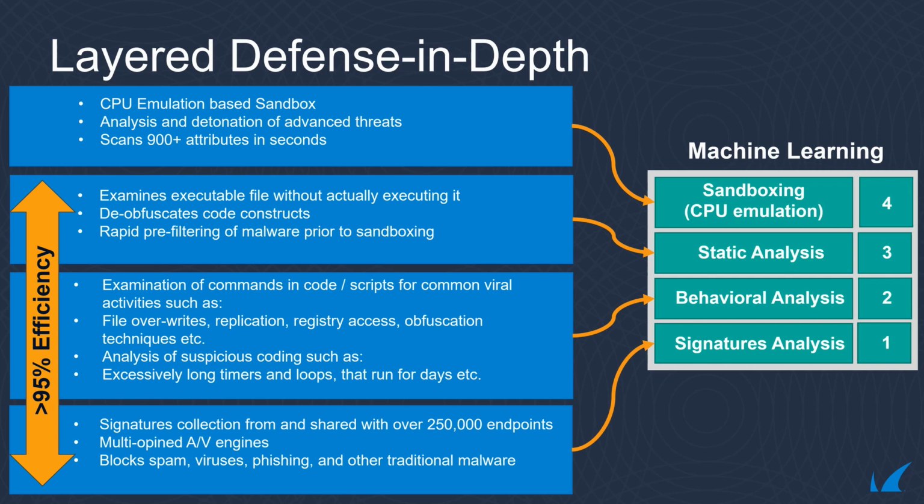Also, by pre-filtering the files through the other layers, BATP ensures that the sandbox is able to process the really complex threats with minimal delays. The Barracuda differentiation is that all this threat intelligence is shared across the entire portfolio of products, multiple hundreds of thousands of deployed devices. No matter where a threat is seen first, its information is immediately shared across all other products.